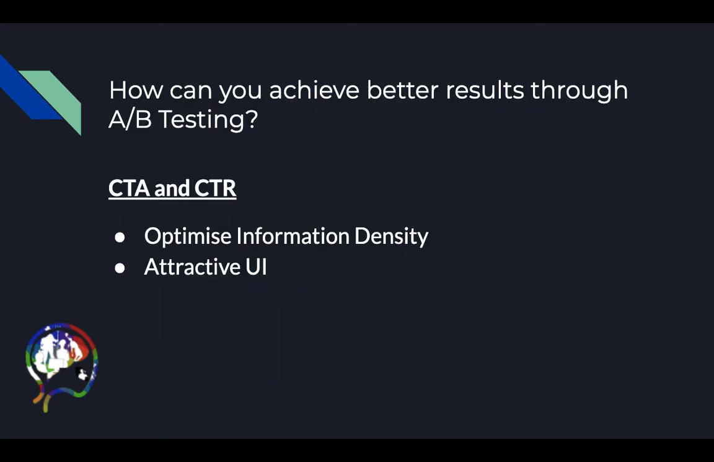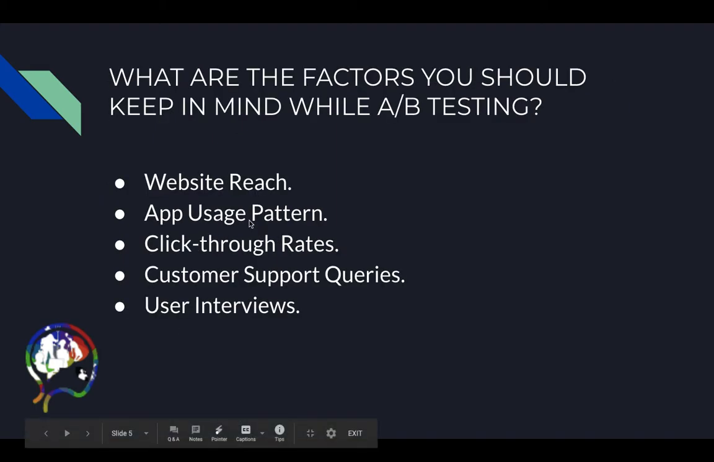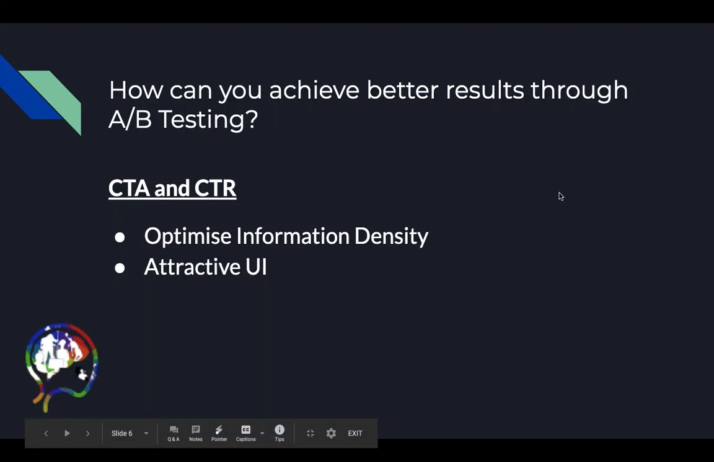And by CTR, what I talked about, click through rates, is how many users are clicking on your website buttons, which ones they are accessing, which API is getting called on clicking that button, and all those things. Other than that, what is this optimized information density?